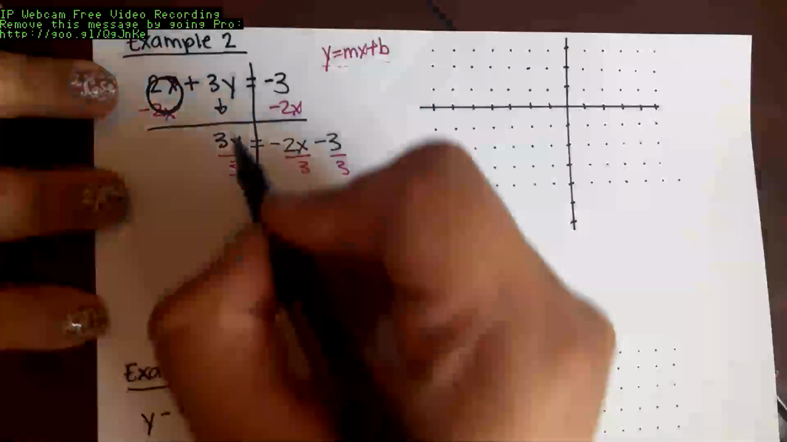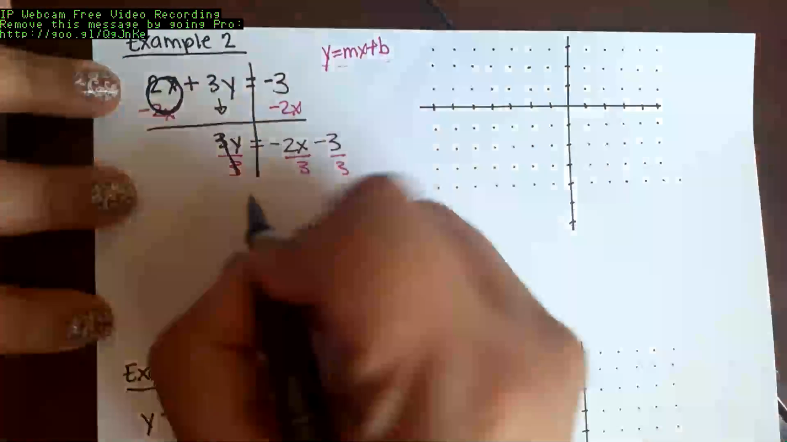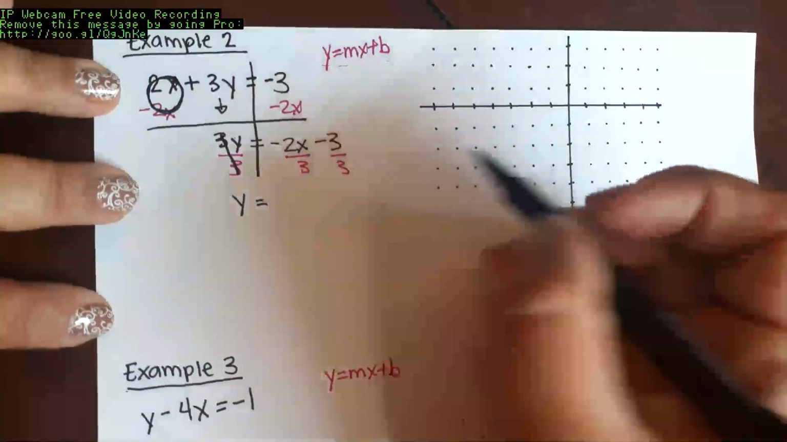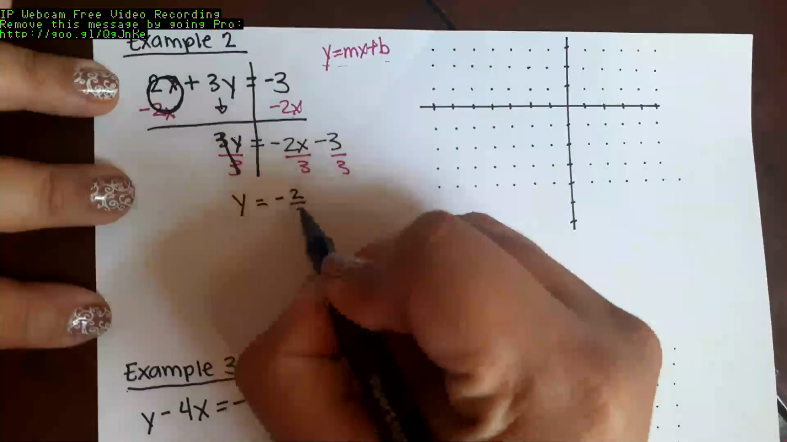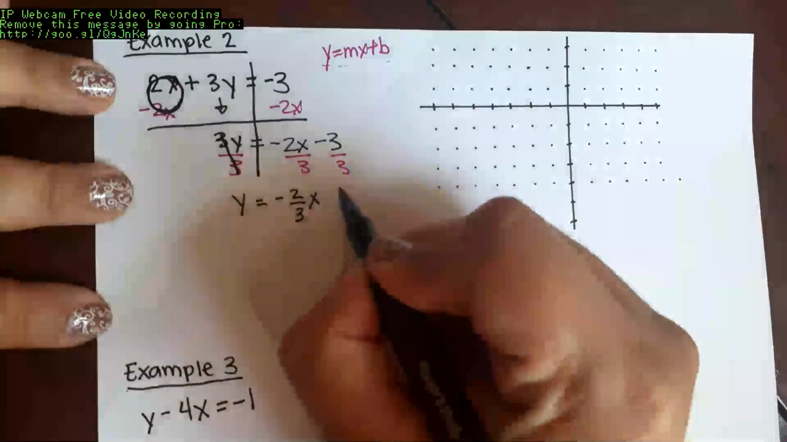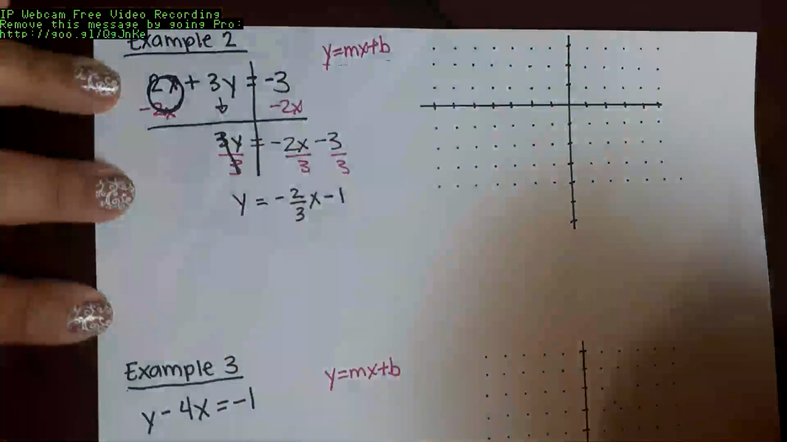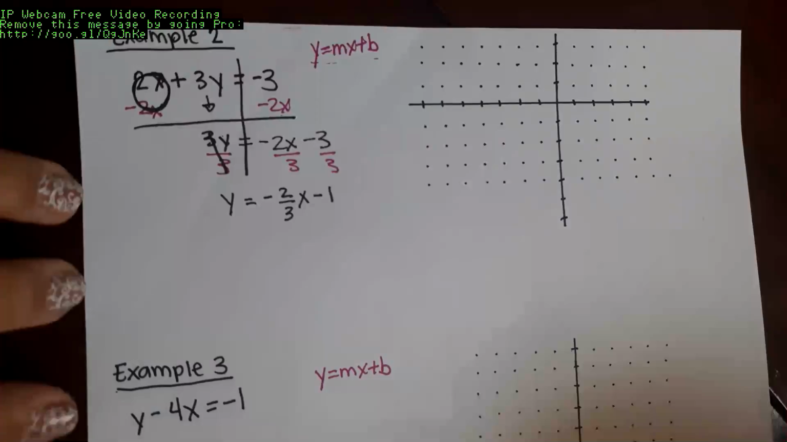And doing that will cancel out my 3's because 3 divided by 3 is 1. So that leaves me with y. And on the other side, this can't be simplified anymore, so that fraction is going to stay 2 over 3x. And 3 divided by 3 is 1. So I'm going to have negative 2 over 3x minus 1. So let's go ahead and plot that.